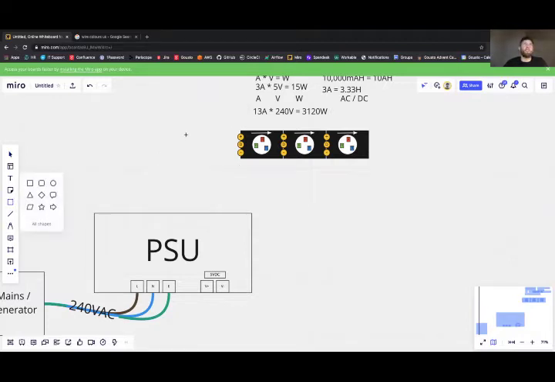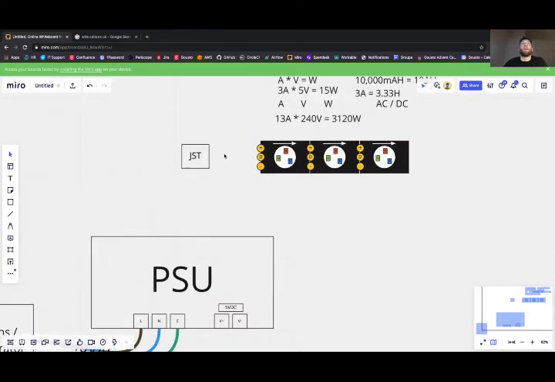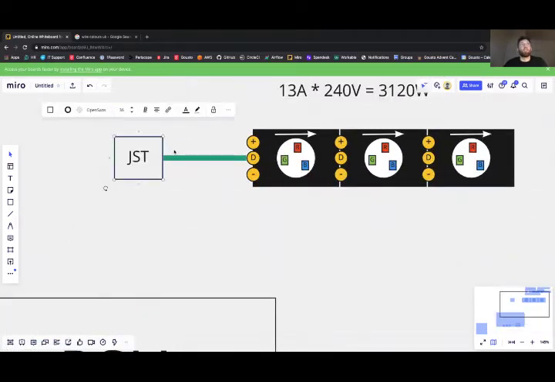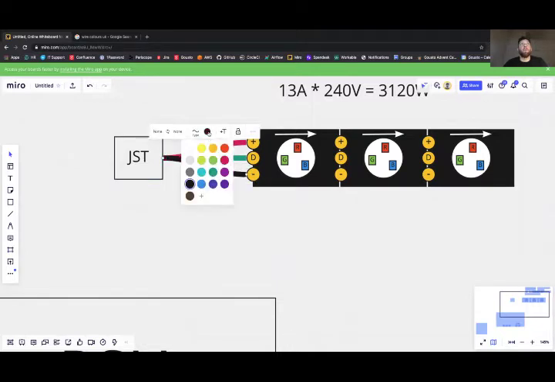So let's make our JST connector and create some wires. We've got a green wire. This goes to the data input, and more on the data input later. Got a positive wire, which is red. We've got a minus wire, which is either black or white. So be careful there.